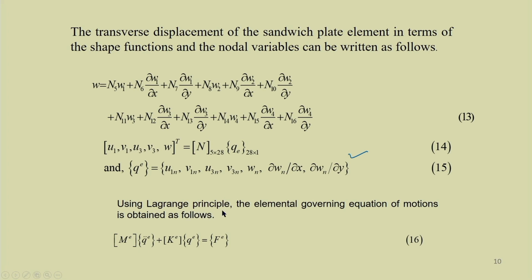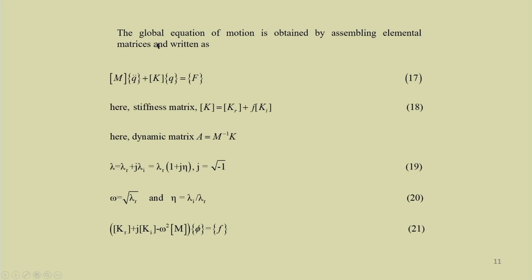Using the Lagrange principle, the elemental governing equation of motion is obtained. Now it can be written in this form: m e q e double dot plus k e q e equal to f e. Here the parameters can be found easily. The global equation of motion can be obtained by assembling these matrices, and finally it can be written in this form, that is m q double dot plus k q equal to f.